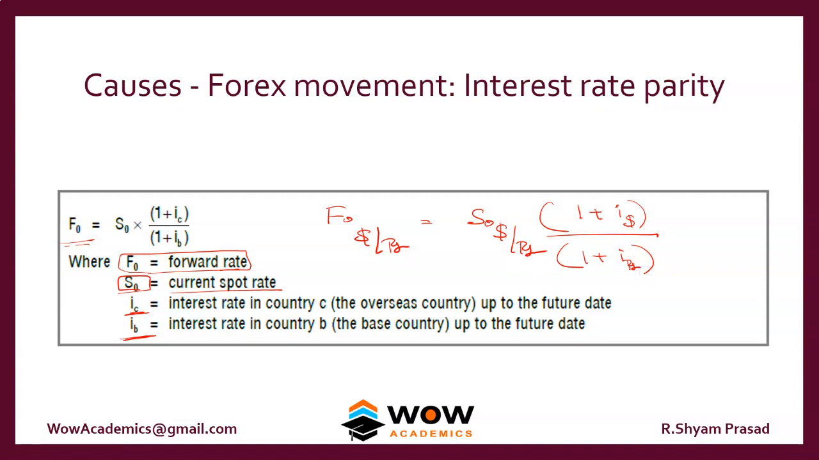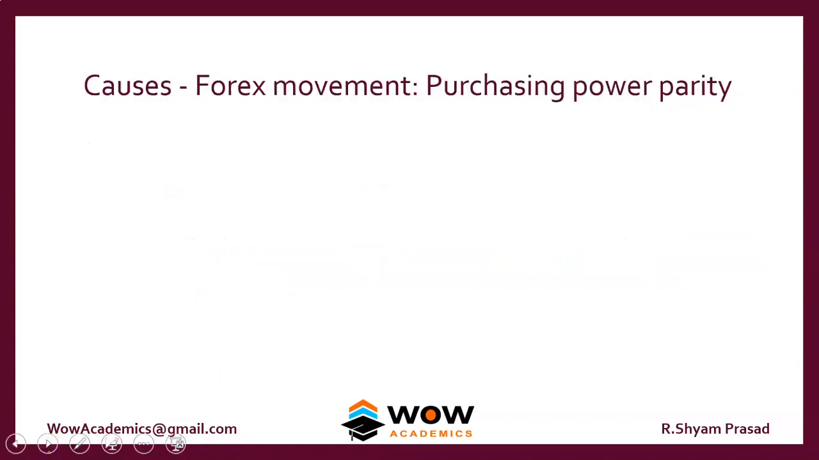Okay, so it works like this. If the above term is dollars, then here also the above term should be dollars, and the numerator here should also be dollars. If the denominator is rupee, here also it should be rupee. The divider is also a rupee. So that's how the formula works. So the second reason for the movement of forex is purchasing power parity.